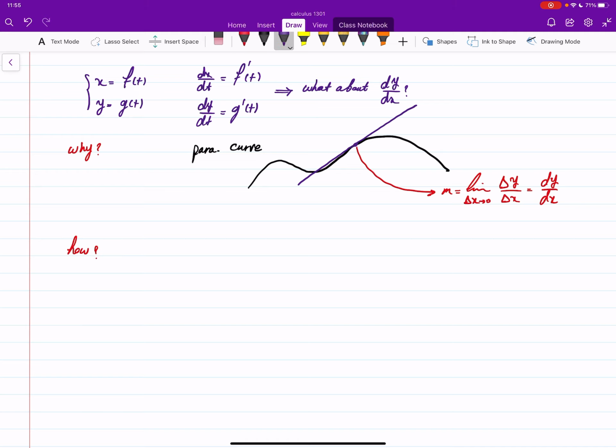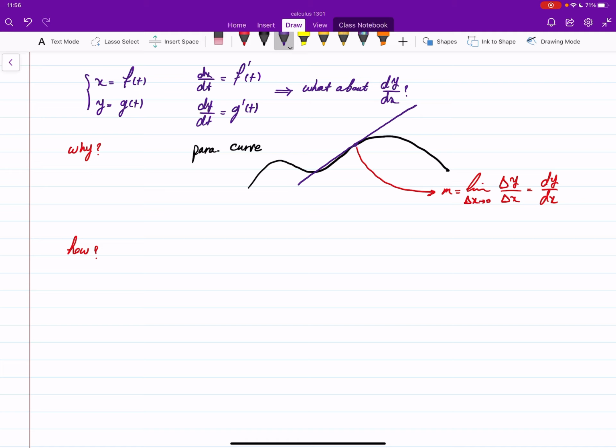Well, one way is that you eliminate t, and then you have y as a function of x and differentiate. That's the easy way. But in general, eliminating t is not possible. It's not easy to do. So we want to have a formula that no matter if we can eliminate t or not, we can differentiate.